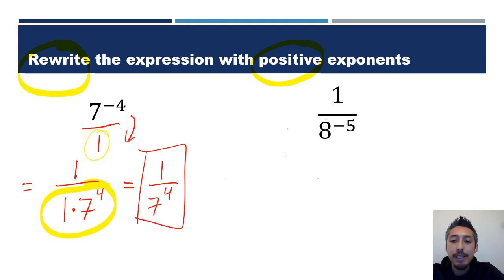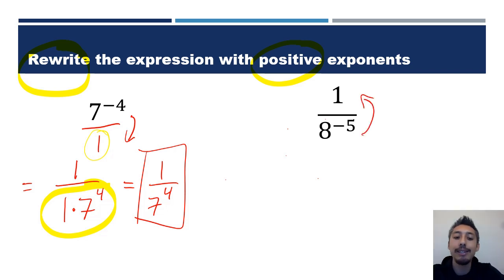We're going to be doing the same thing for the second example, 1 divided by 8 to the power of negative 5. As we said before, because we want that negative exponent to become a positive, all we have to do is move it to the opposite side of our fraction.